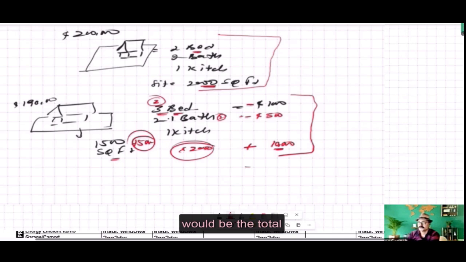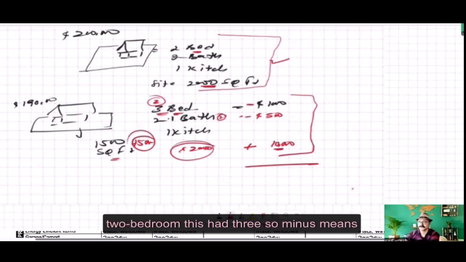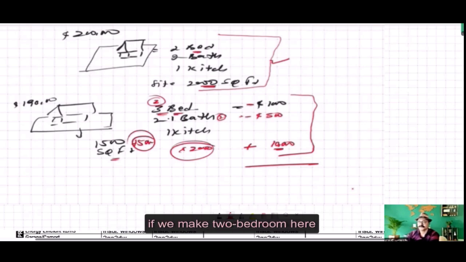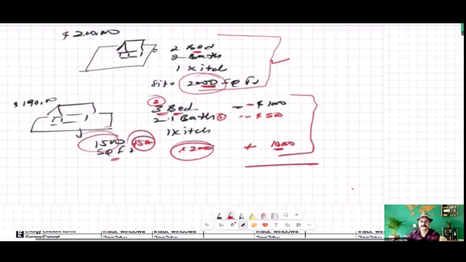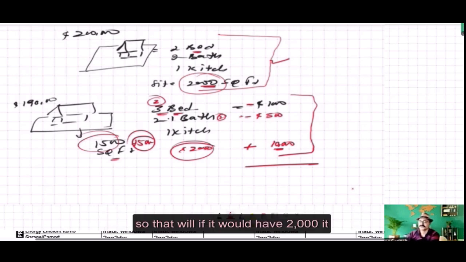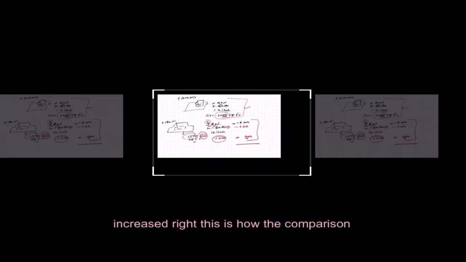So what would be the total adjustment we have done? This is how adjustment will be done. Very important: we won't be doing anything with our property. Every property will be compared with our property. This had 2 bedrooms, this had 3. So minus means if we make it 2 bedrooms here, this value will decrease. If something is lesser, we have 2000 square feet, it has 1500 square feet. So 500 square feet, what is the value? $10,000. So if it would have 2000, the value would increase, right? This is how the comparison will be done.